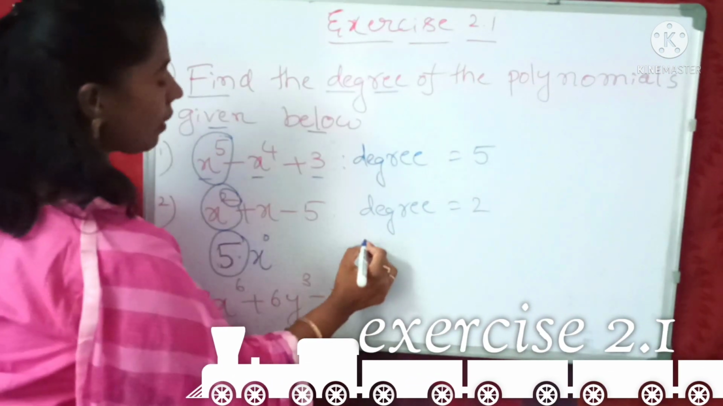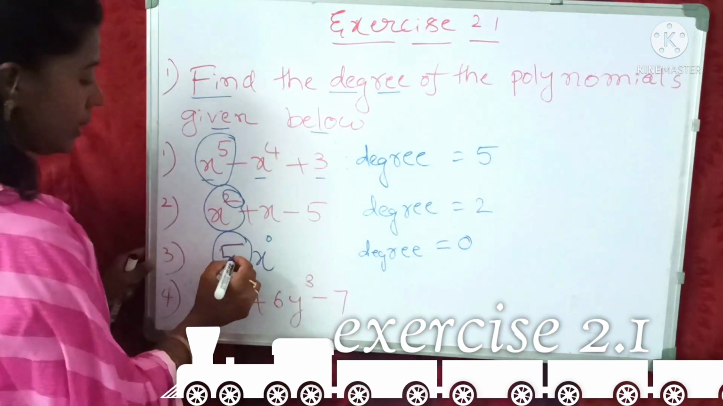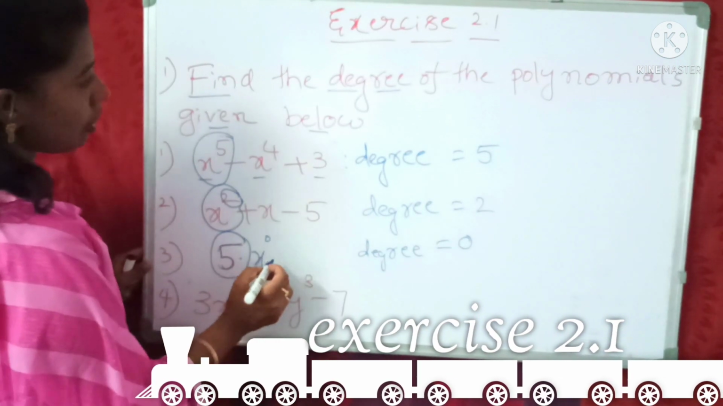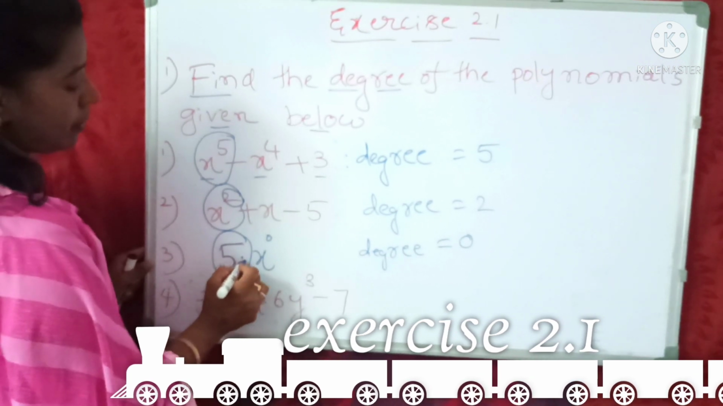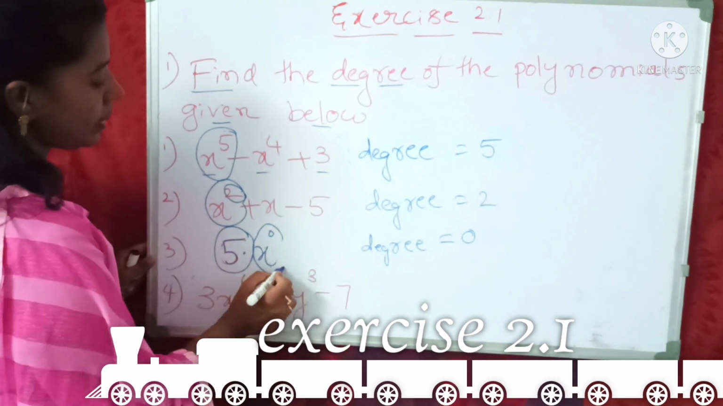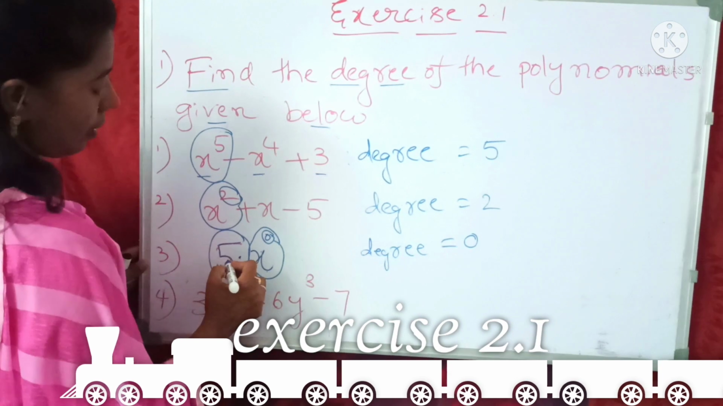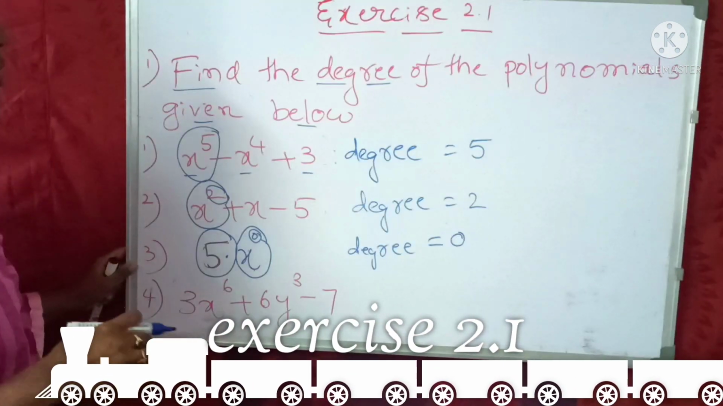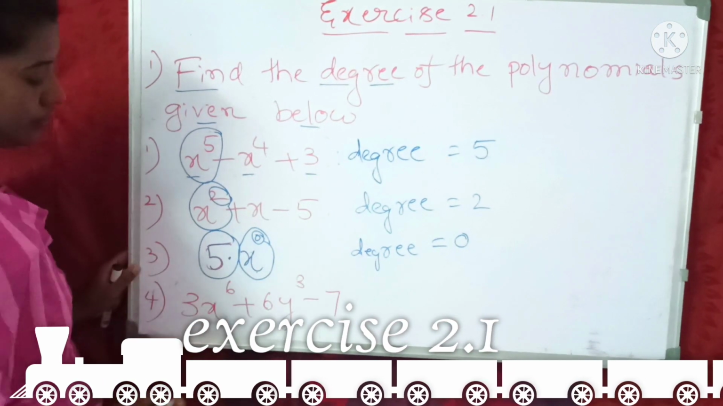So, the degree of the polynomial is 0. In this problem also we can apply the definition of degree of the polynomial. So 5 can be written as 5 into x to the power of 0. So the highest power of the given variable is 0. So the degree of the 5 is 0. Okay. We can choose any constant polynomial. The degree of the polynomial is 0.